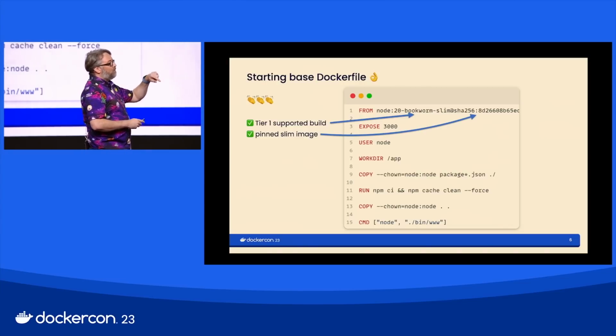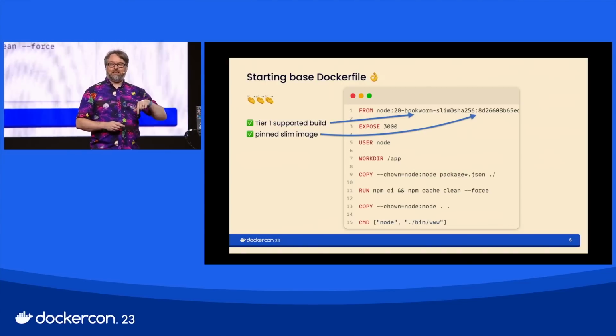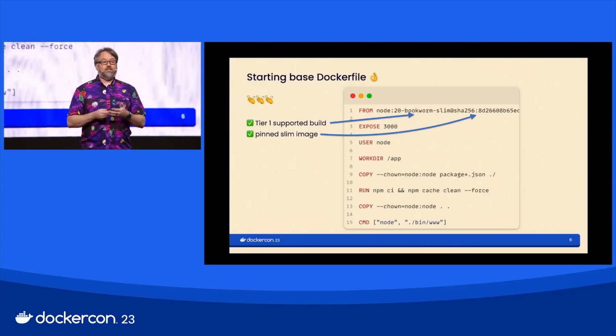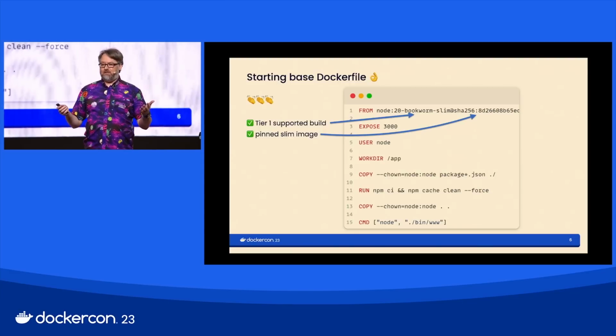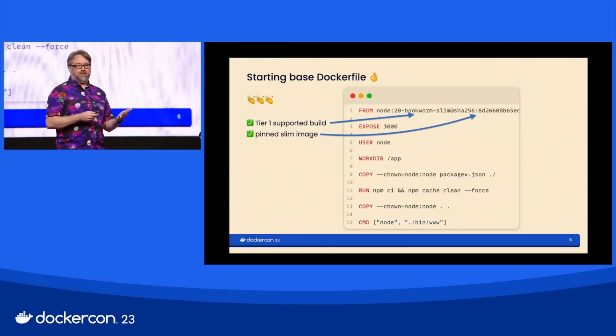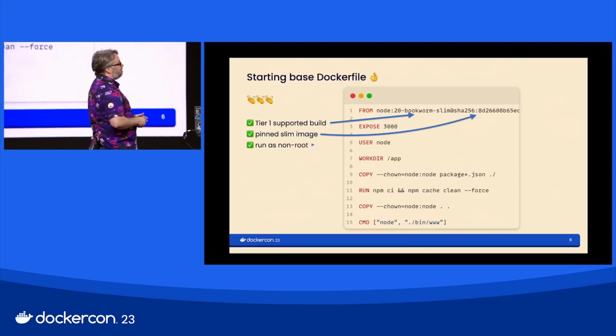So the Node 20 bookworm means that's the version of Debian that this is based on, which is the latest Debian. And then slim, always use slim images. In every programming language in Docker Hub, if you can get official images, always use slim. You never want the non-slim variant of Debian. And you'll see why in a minute.